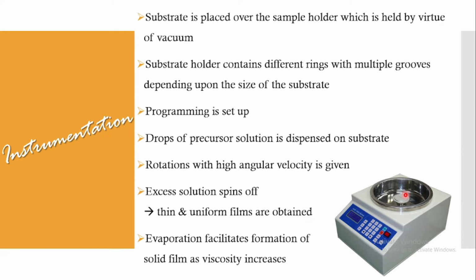And during spinning, solvent contained in the ink will start to evaporate, which then facilitates the formation of solid like gel film of the target materials, because as evaporation takes place, the solvent will be coming out of the target material, due to which the viscosity of the target material is going to increase. So liquid form of precursor will be slowly converted into gel like solid form of film. So this is how a spin coater works.